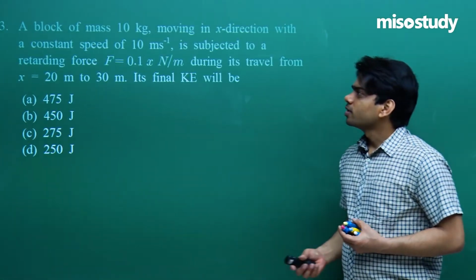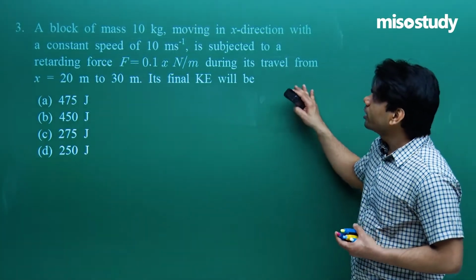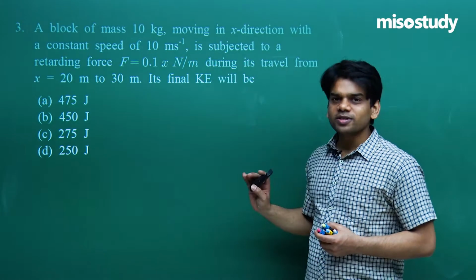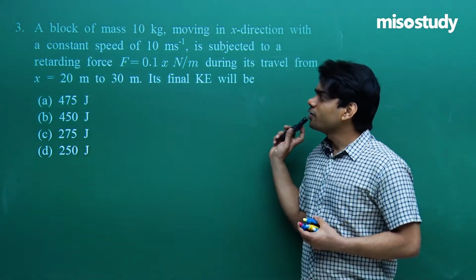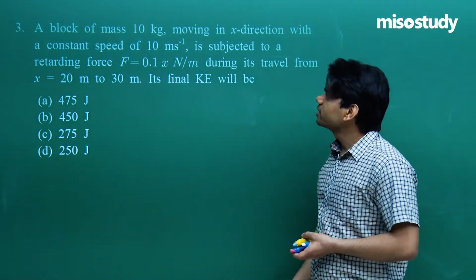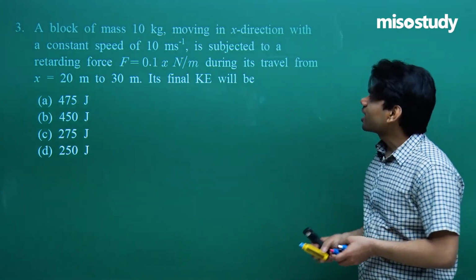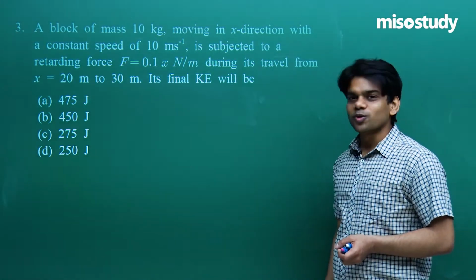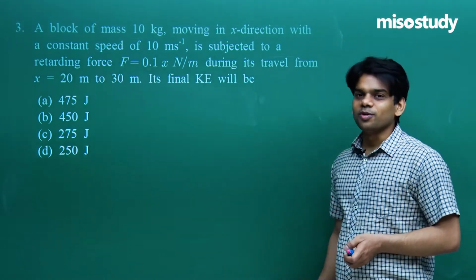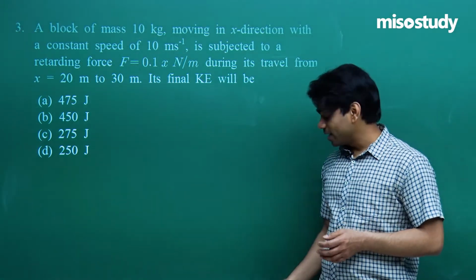Question number 3. A block of mass 10 kg moving in the x direction with a constant speed of 10 meter per second is subjected to a retarding force F equal to 0.1 x Newton per meter during its travel from x equal to 20 to x equal to 30. Its final kinetic energy will be? We need to find out its final kinetic energy.